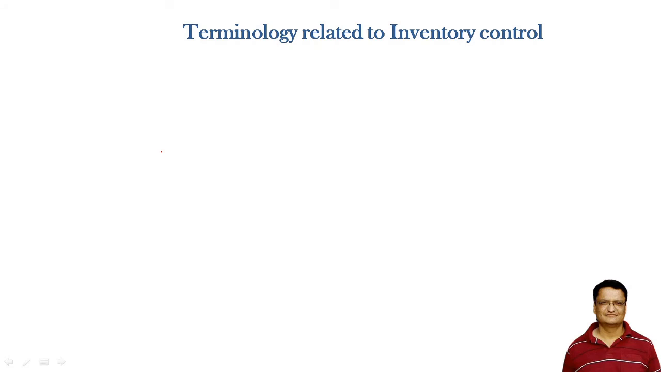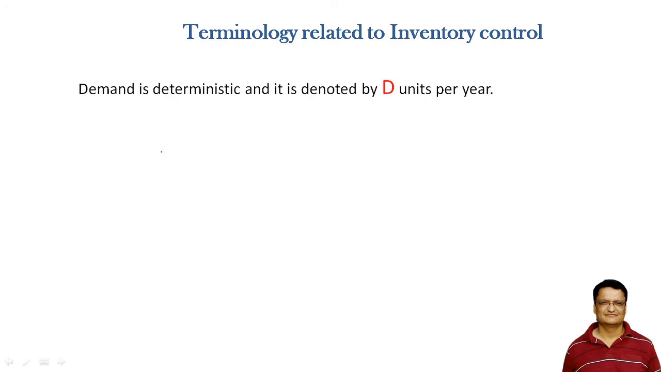So let us see the terminology related to inventory control. Demand is deterministic and it is denoted by D units per year. So what do I mean by deterministic? That I know certainly that this much amount of goods I will need, so I make it deterministic and it is denoted by D. So this is my annual requirement of a good.